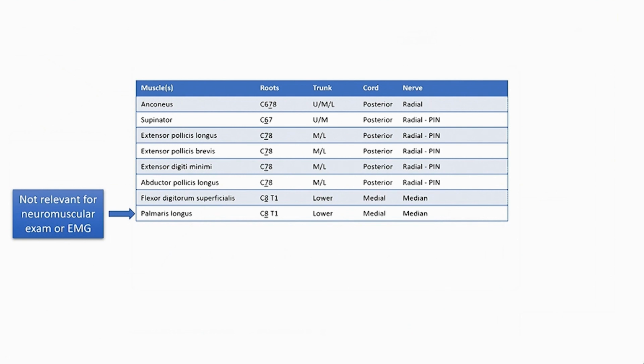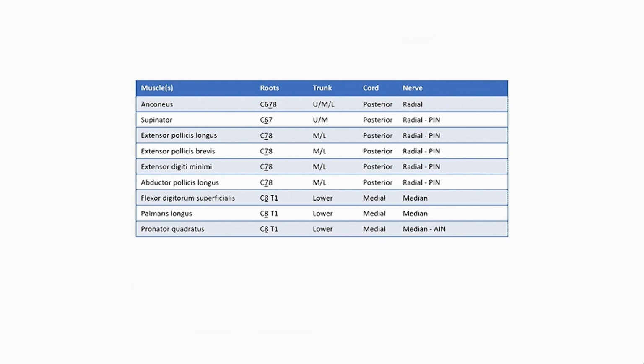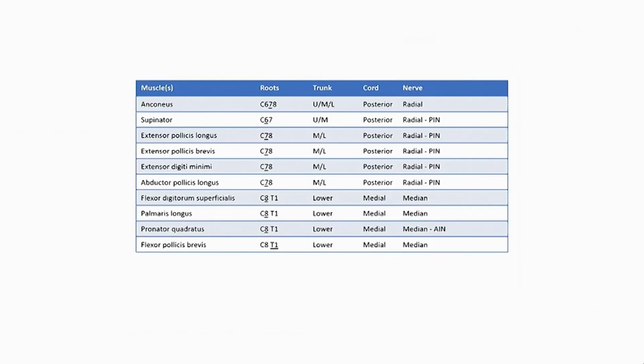Palmaris longus, again, not really relevant for the exam or EMG. Pronator quadratus, C8 T1, lower trunk, medial cord, median nerve, anterior interosseous nerve. Primarily a C8 muscle. Flexor pollicis brevis, C8 T1, lower trunk, medial cord, median nerve. Primarily a T1 muscle.